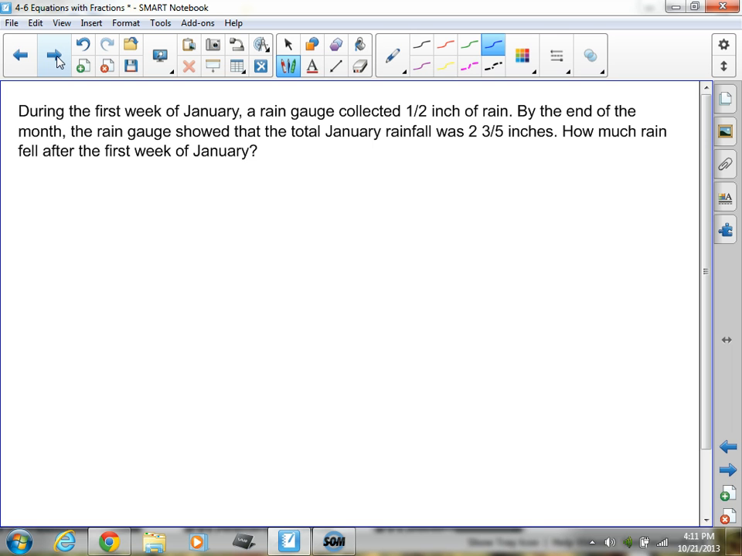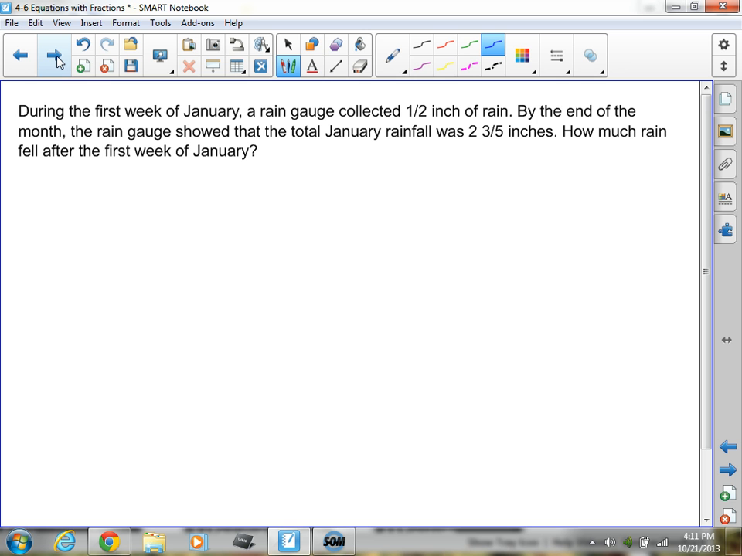During the first week of January, a rain gauge collected 1/2 inch of rain. By the end of the month, the rain gauge showed that the total January rainfall was 2 3/5 inches. How much rain fell after the first week of January?